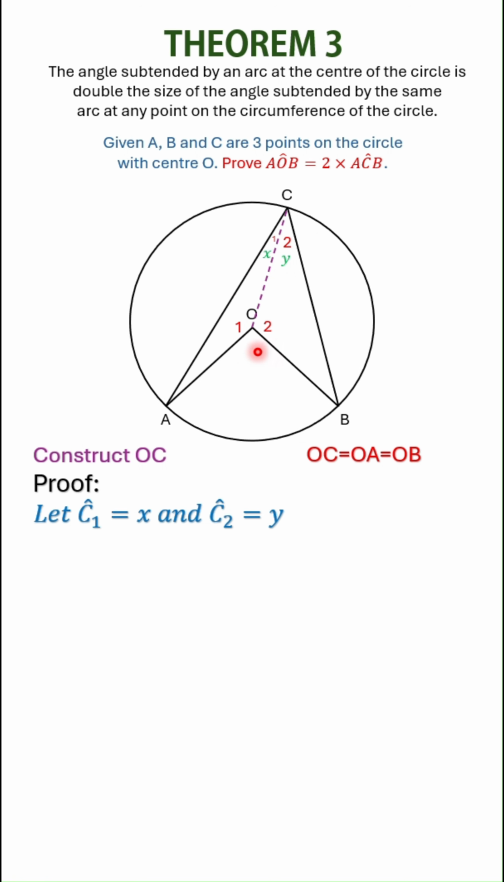So the same will happen on this other side of the triangle. We have the radius OB and the radius OC. So therefore the angle of B will be equal to y because it is equal to C2.